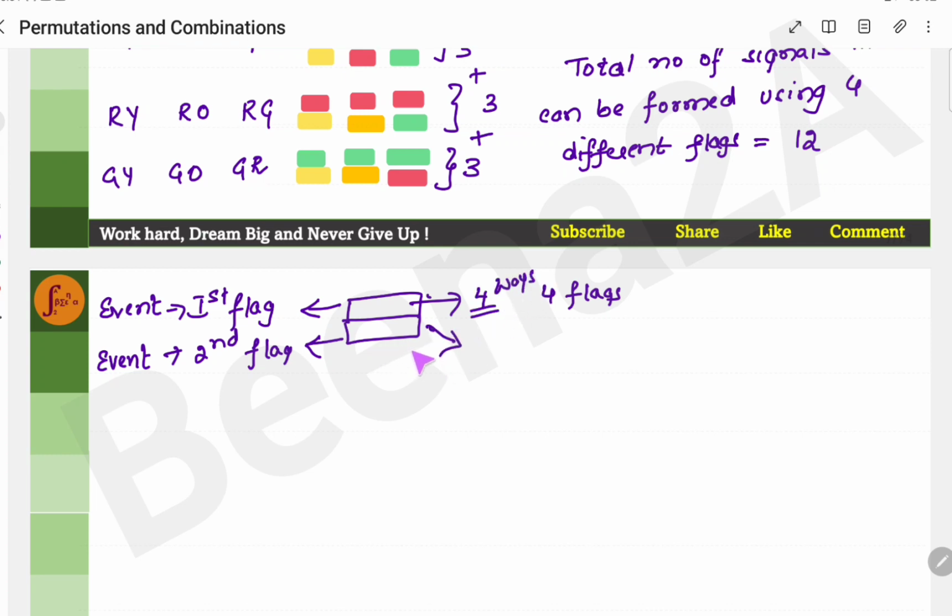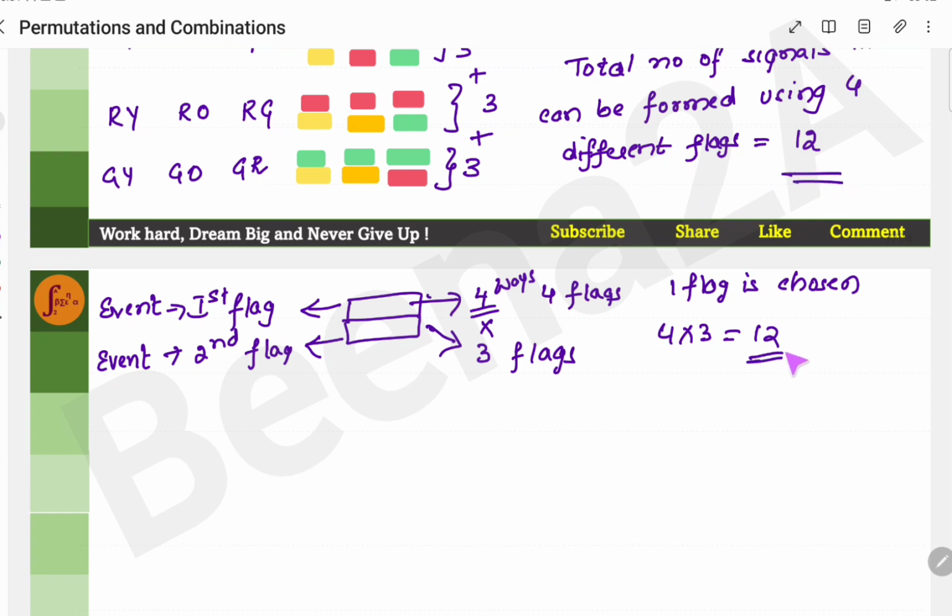Now for the second flag, say I've already chosen one flag. So I'm left with three flags. So 4 into 3 is 12. We got the same answer. So this is what is called the principle of counting.